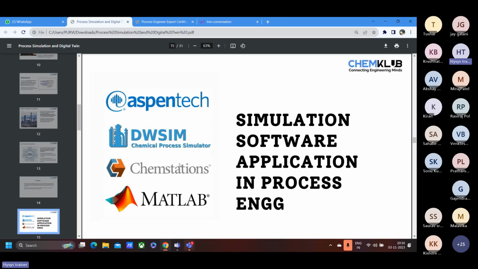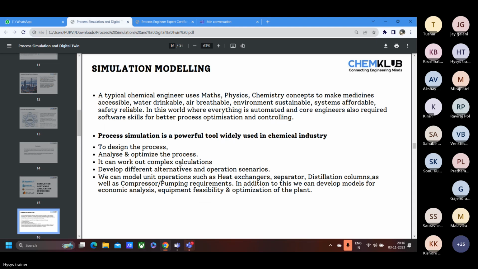Okay, so now we will go through each of these, in brief: which are the simulation software and what are their applications. Okay, so what is simulation modeling?